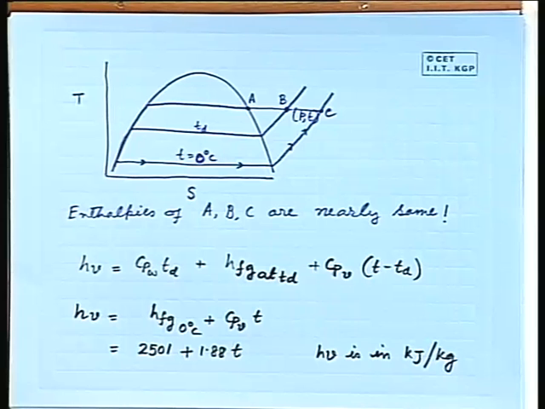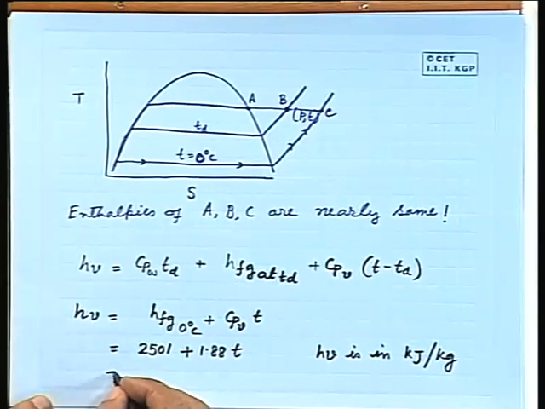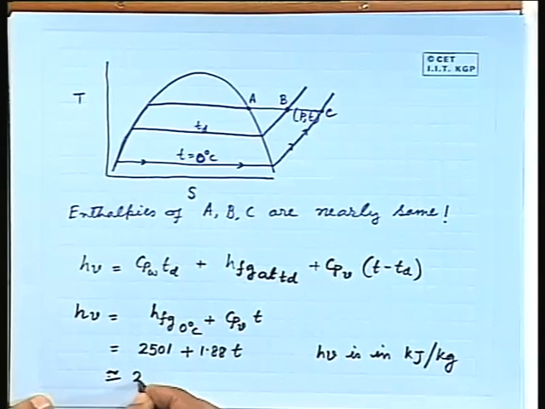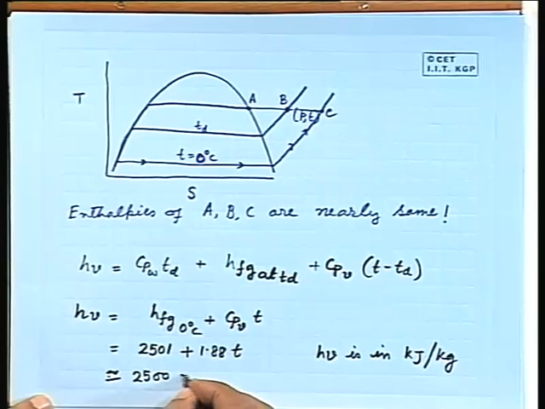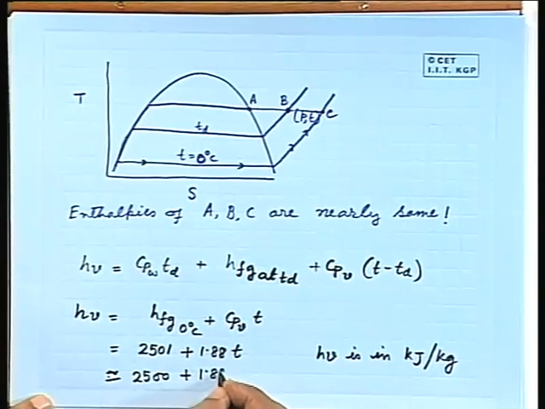So, T is in degree centigrade or Kelvin. All right. So, generally people write it 2500 plus 1.88 T to make it more simple or easy to remember. 2500 plus 1.88 T. All right.